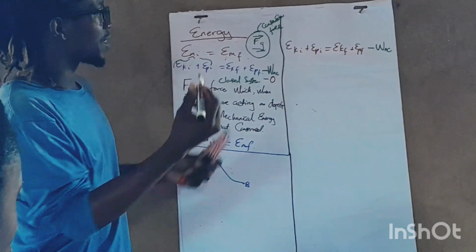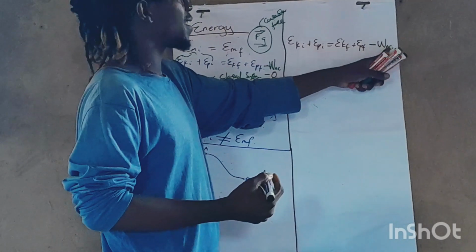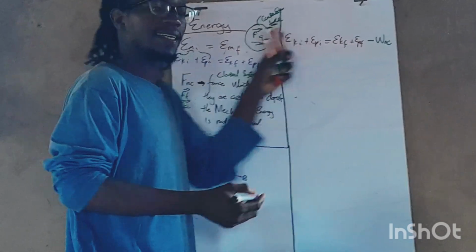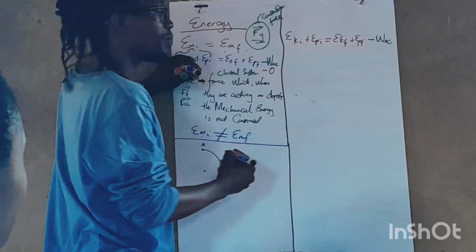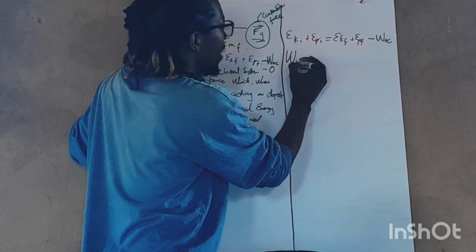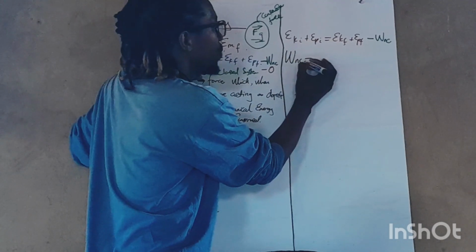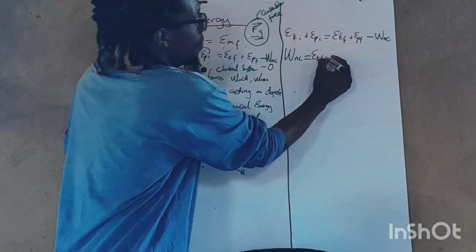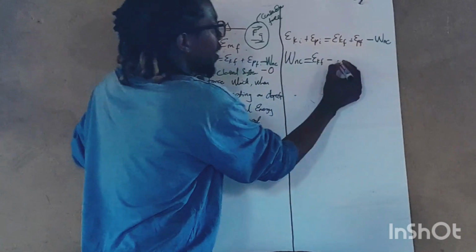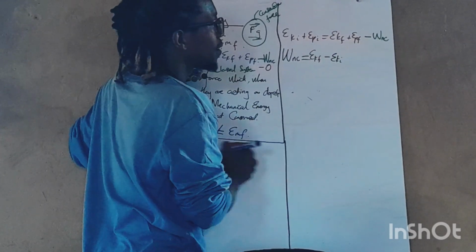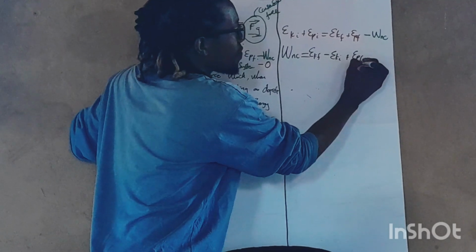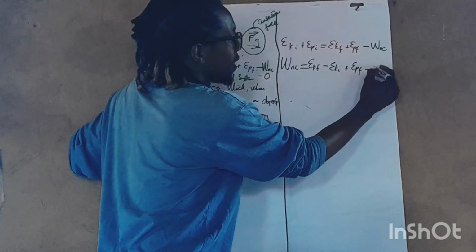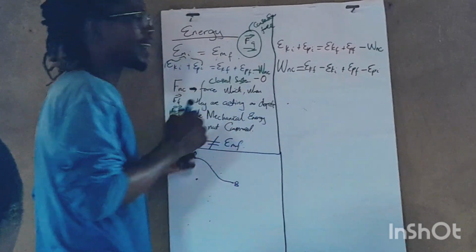So this is what I want to say. We can check this side and this side. When this comes to this side, it becomes positive. So the work done by a non-conservative force should be equal to EK final, minus EK initial, plus EP final, and this one going that side will be negative EP initial.